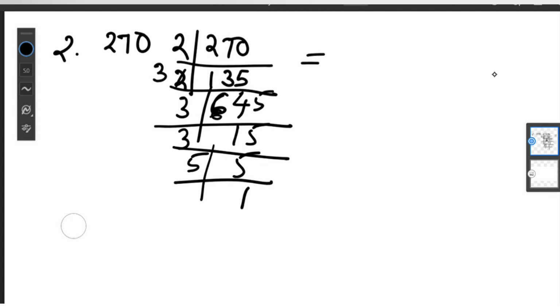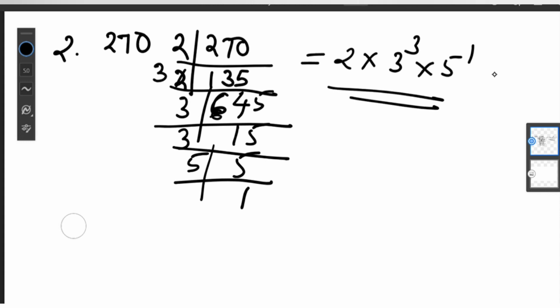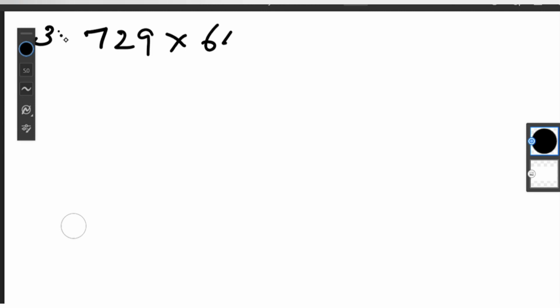45. In 45, 3 how many times? 15 times. 15, 5 times. So what we have to write here? 5, 1. So simplified form is 2 multiplied 3 cube into 5 to the power 1. This was the answer for 270. So coming to the next question. Question number 3.